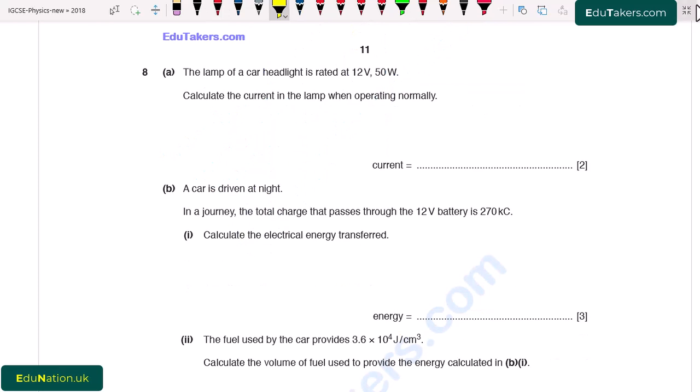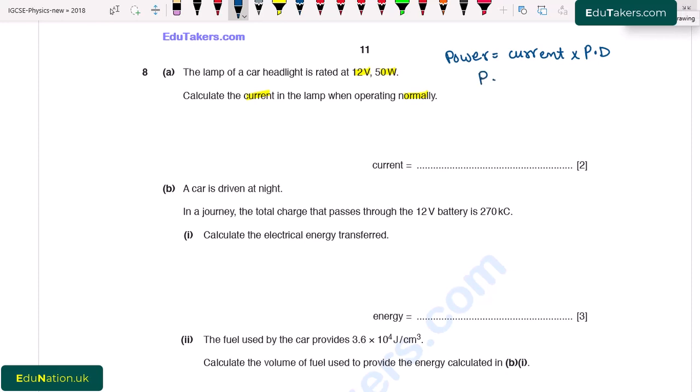Number 8, part A. The lamp of a car headlight is rated 12 volt and 50 watts. Calculate the current in the lamp when operating normally. Here we have to find out the value of current when potential difference and power are given. So we know that power is the product of current and potential difference. I write here power is equal to current multiplied by potential difference. Here we have to find out the value of current.